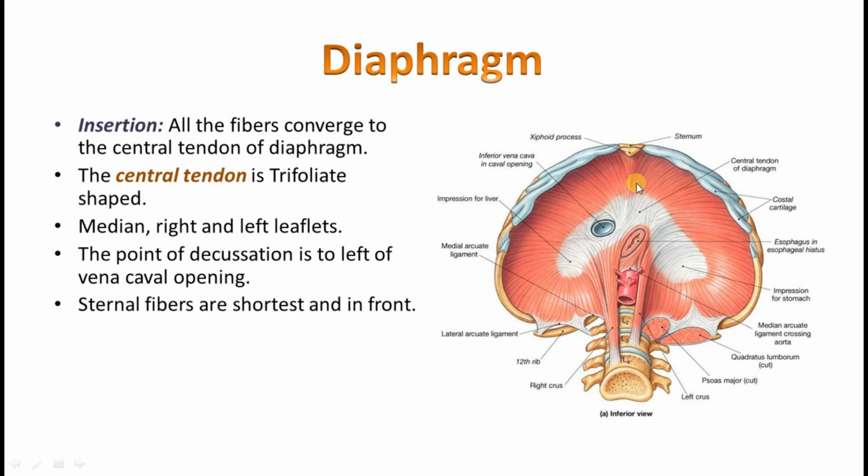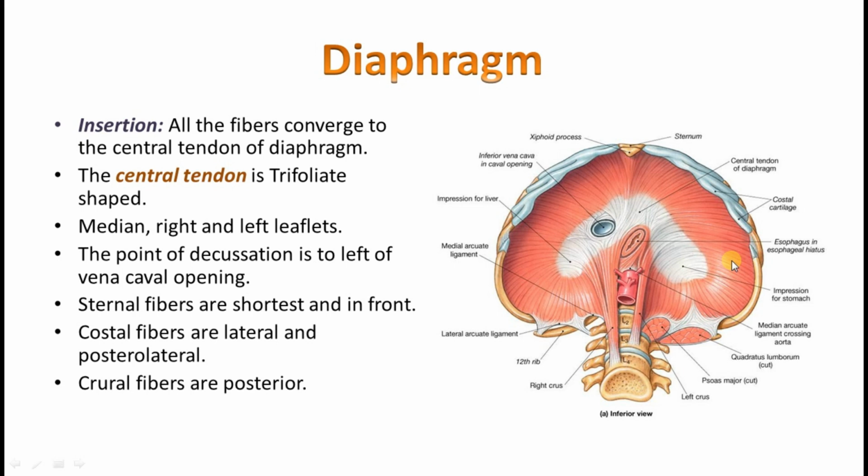The sternal fibers are the shortest, coming from the 7th and 8th rib. Costal fibers are the longest; they have to travel a very long distance. And posteriorly they are crural fibers, coming from the right and left crus of the diaphragm.